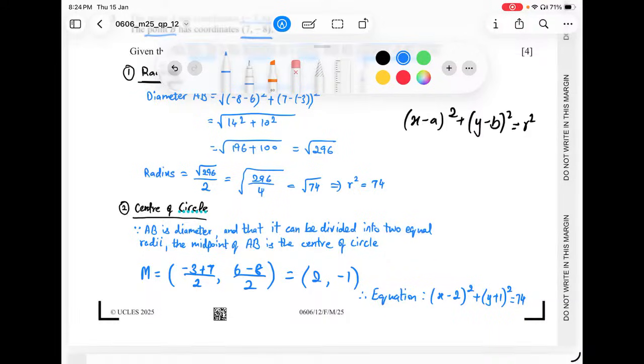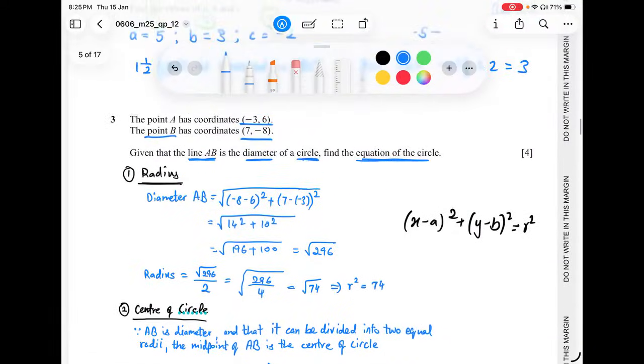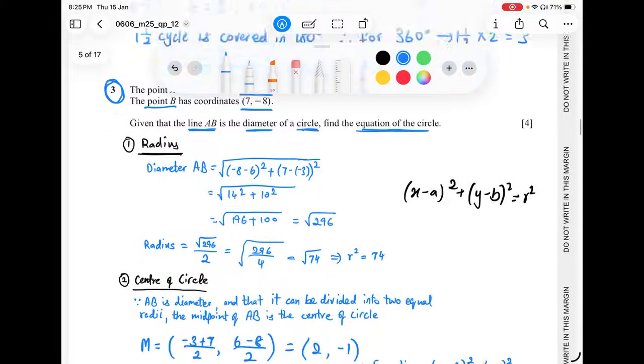So hope you got this question. One of the new topics in the 2025 to 2027 syllabus is the coordinate geometry of circle. If you are not confident with this topic, you can revisit our video, which is linked above here somewhere. I'll put it in the description box also.